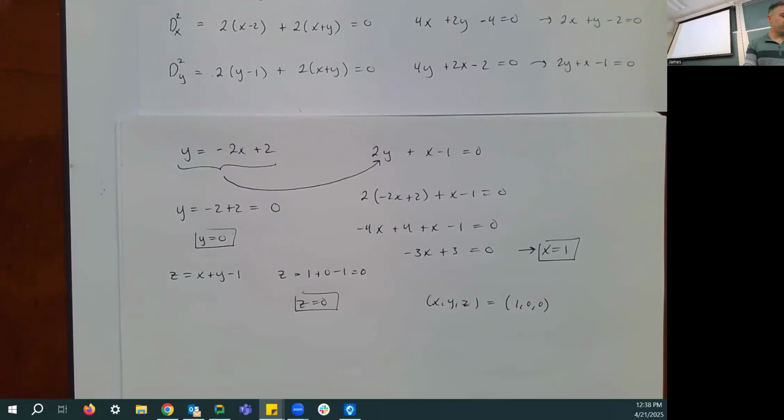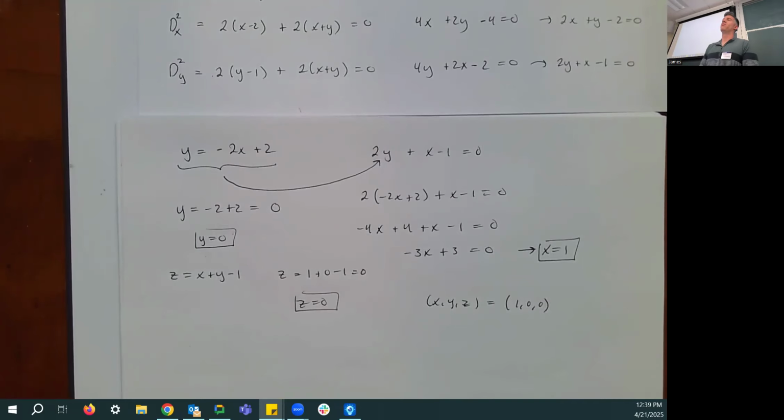Let me see one thing. I might have skipped a step, not that we have to go back. I might have skipped a step in saying it was the closest. How do we actually know it's the closest? How do I know this is a minimum and not a maximum? Maybe I found the point on the plane that was furthest away.